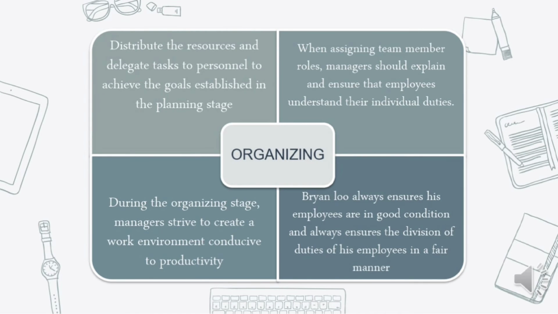Management function number 2 is organizing. The purpose of organizing is to distribute the resource and delegate tasks to personnel to achieve the goals established in the planning stage. Managers may need to work with other departments of the organization, such as finance and human resource, to organize the budget and staffing.